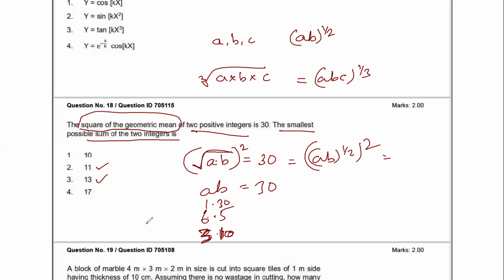And then what two numbers when multiplied as integers give me 30? So 6 into 5, 3 into 10, 1 into 30. What else? Can you think of any? None. So that's it. You got your answer as 11. Okay.